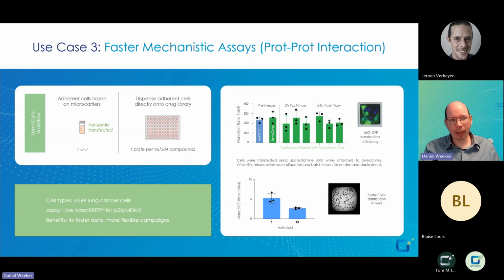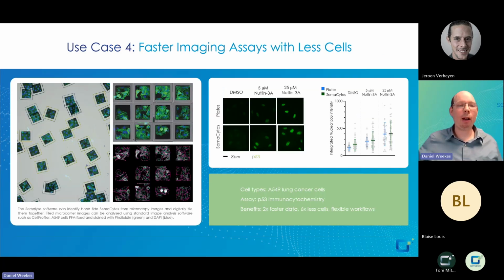So I'm going to move away now from plate reader based assays to talk about how SemaCytes provide advantage to image based assays. Before I go into details of a specific assay, I just want to look at the left hand panel, which shows how the images that you create from cells on SemaCytes can be processed and how they can be used with standard microscopes and image-based software.